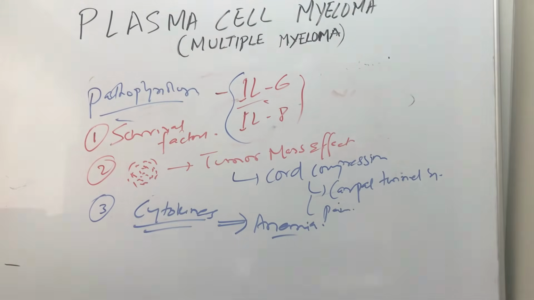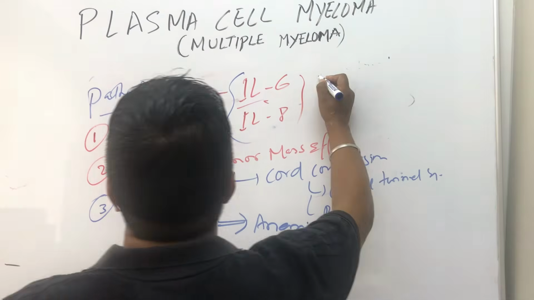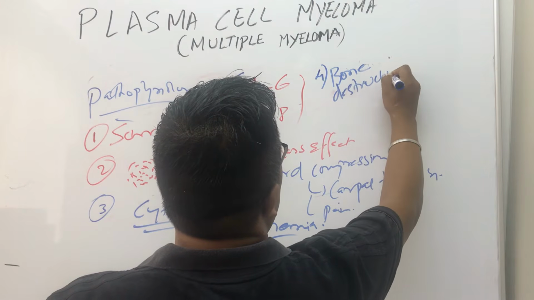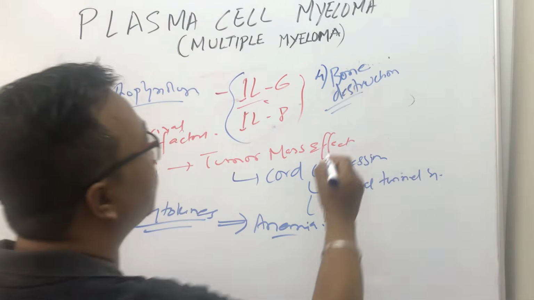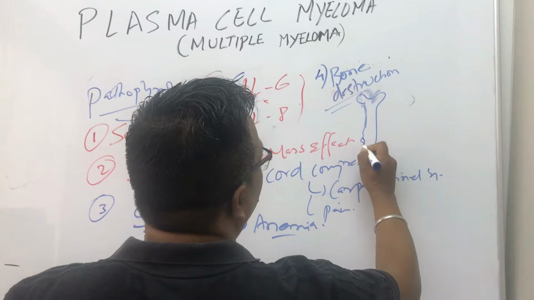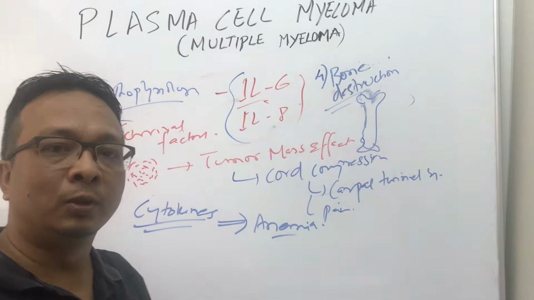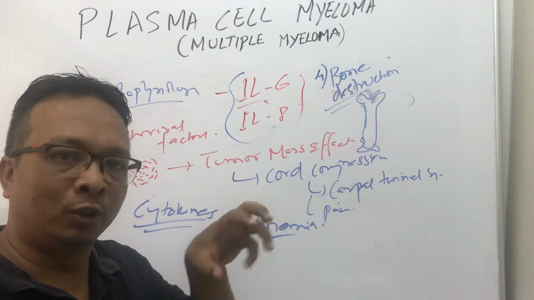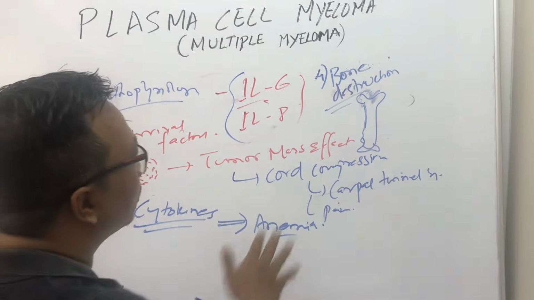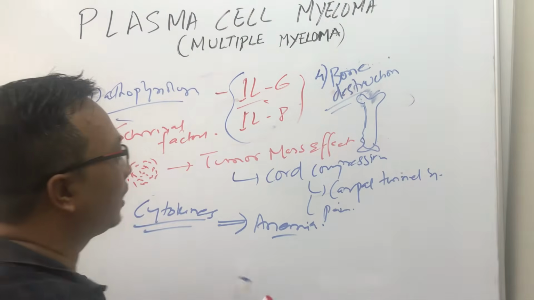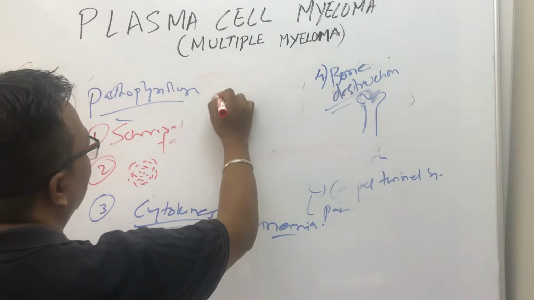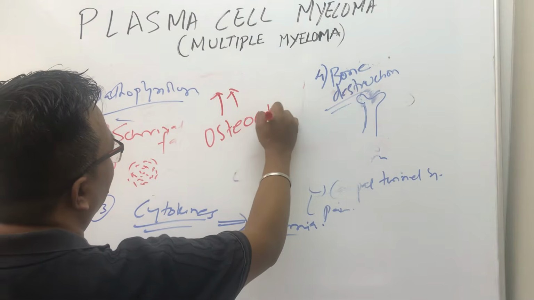Apart from that, what happens in multiple myeloma is bone destruction. There is enormous bone destruction. We know in the bone there is a balance between osteoclast and osteoblast. Here there is overexpression of osteoclast cells.